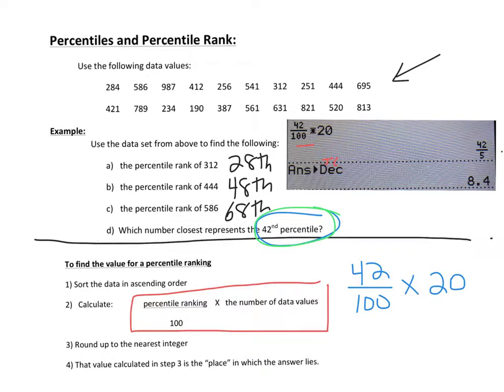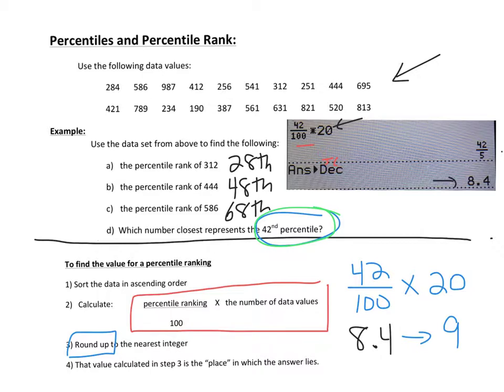So here, when you do this on your calculator, make sure the 20 is not underneath the fraction of the 100. And here you're going to be left with 8.4. And once again, we're going to be rounding up. You're rounding up to the nearest integer. So here the 8.4 rounds up to 9.